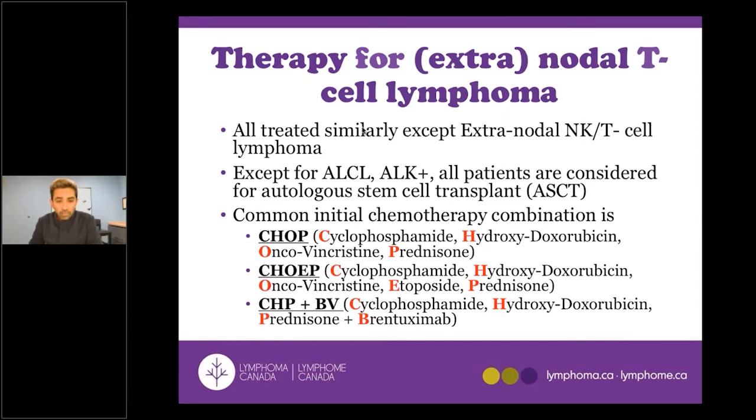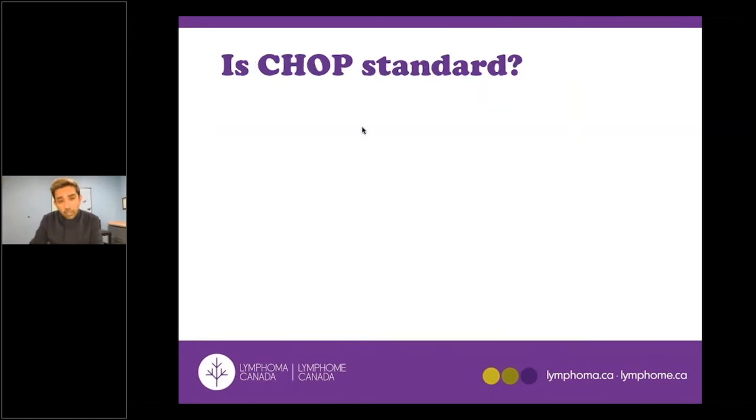The other commonly used is CHOEP, and the last one that we have started using more recently is CHP plus brentuximab vedotin, or CHP plus BV. Each letter stands for a different chemotherapeutic, but when we combine these agents, it does produce a synergistic effect. Now, let's look at where the evidence behind CHOP came from.